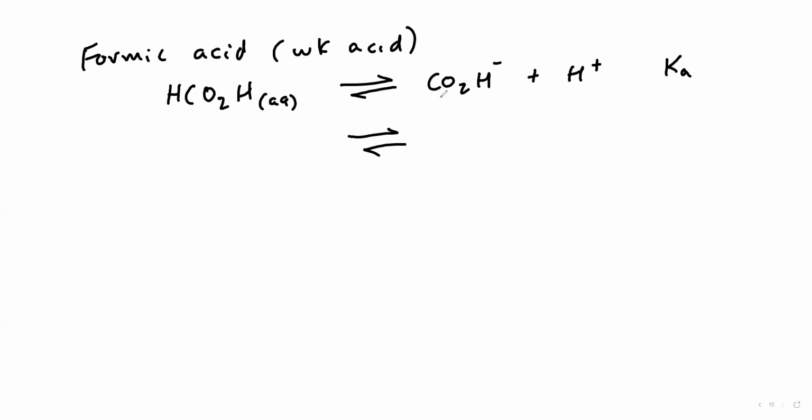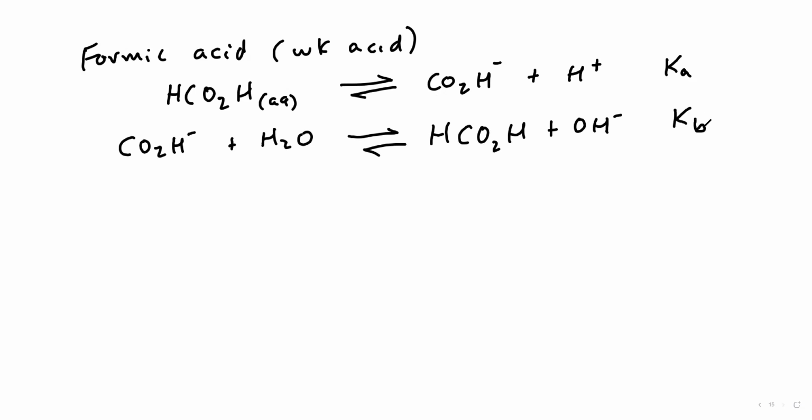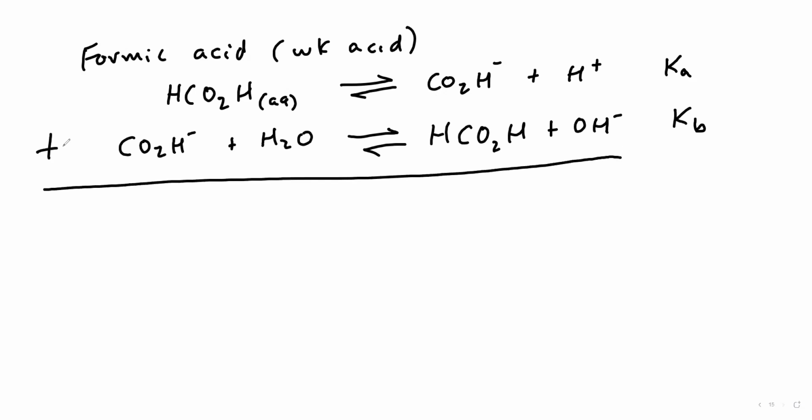Its conjugate base is CO2H minus, and when we think about it as a conjugate base, it should be able to undergo a regular old base hydrolysis reaction like this: CO2H minus reacting with water should make the conjugate acid again, and some hydroxide, and that reaction would be described by some Kb. What we find is that if we add those two reactions together, like we did when we covered the basics of Gen Chem equilibrium, the conjugate base on the right in the first reaction and the conjugate base as a reactant in the second reaction cancel, the formic acid cancels, and we end up with simply water makes H plus and OH minus.